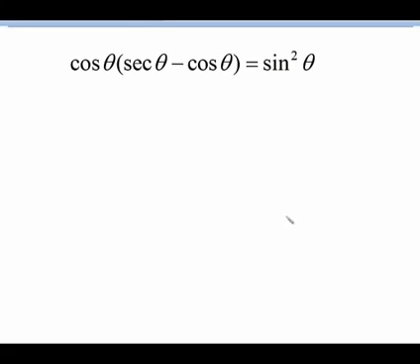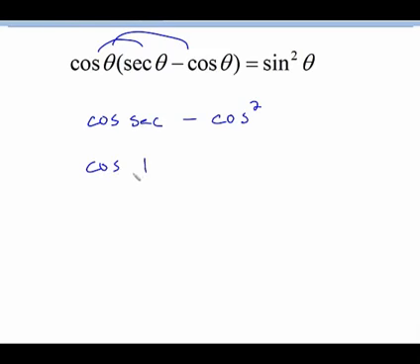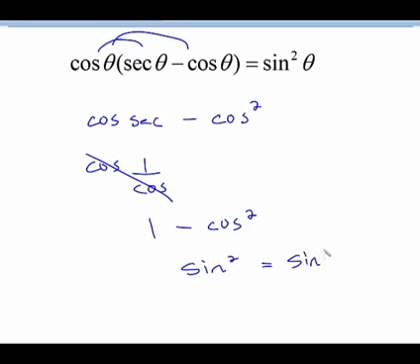Over here, looks like we're going to need to distribute, right? So that's going to give us cosine times secant minus cosine squared. Well, cosine times secant, secant we know is 1 over cosine. So these divide out, so we end up with 1 minus cosine squared. 1 minus cosine squared we know is sine squared from our Pythagorean identity.